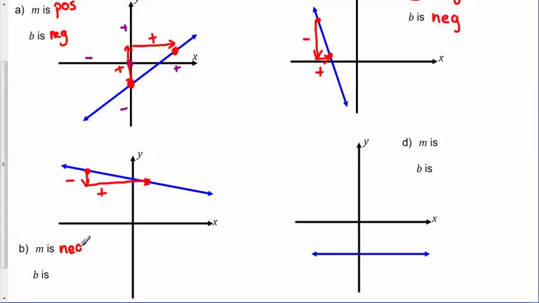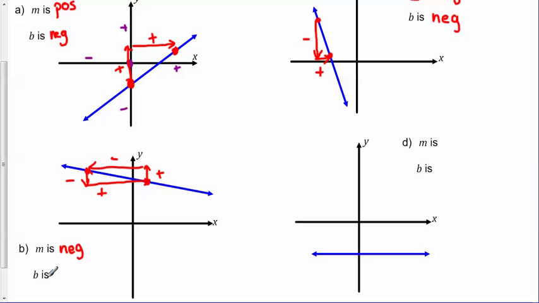Now notice we would get exactly the same answer if I started at this point and went back to this point. If I went up, you say, wait a minute, but that's positive. That's true. My rise would be positive in this case, but then I'd have to go to the left to get back to that point, which would be negative. So I still have positive divided by negative, which is going to give me a negative.